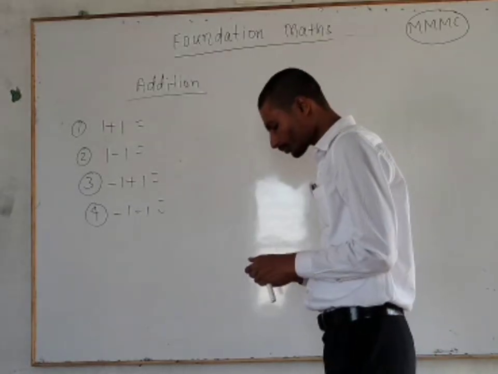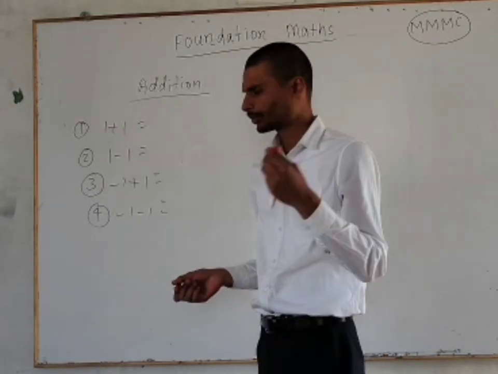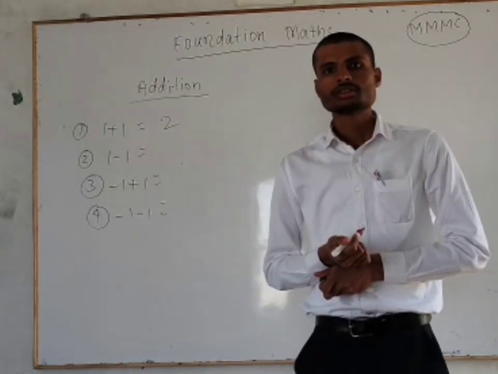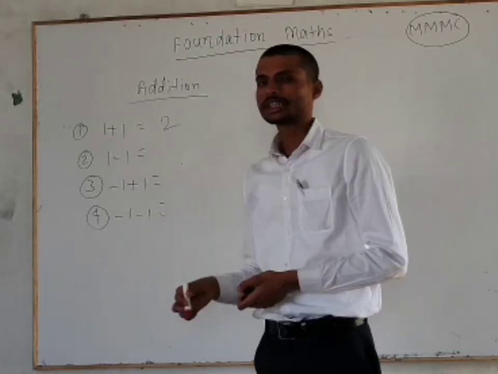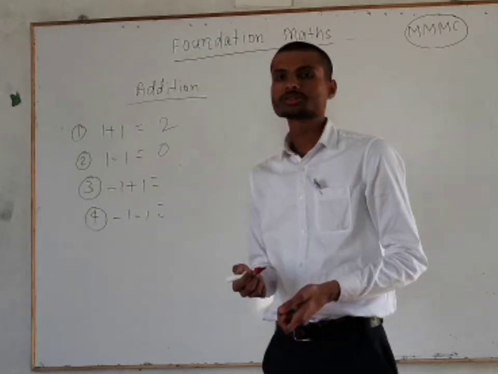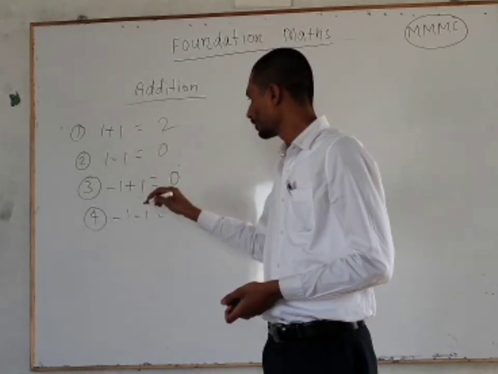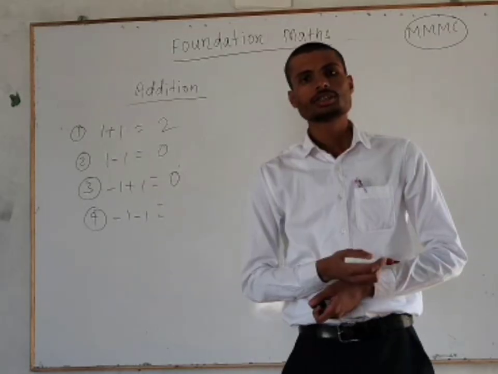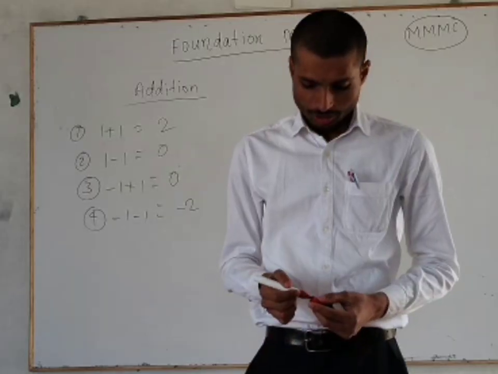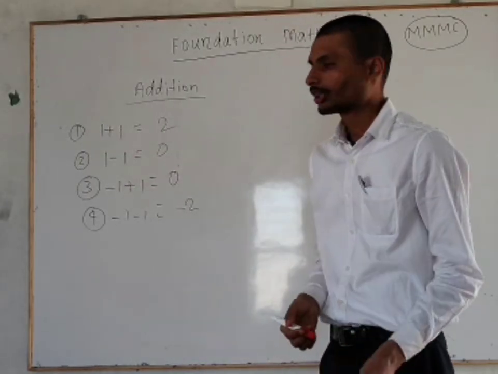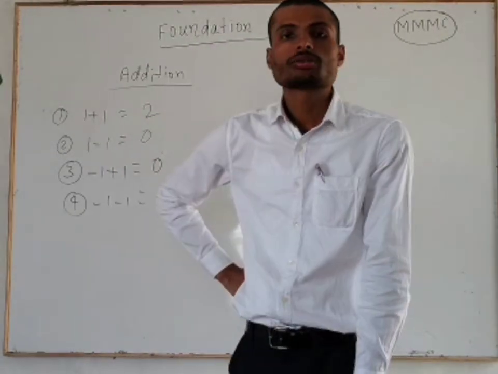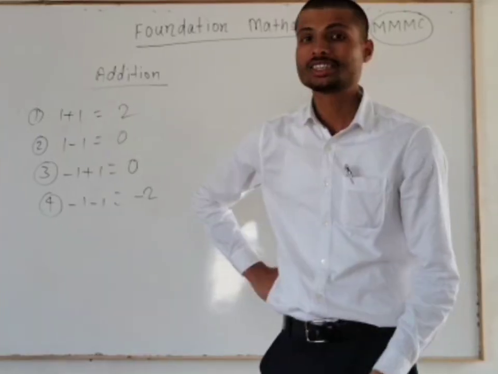So how does it work? The first one, as you know since your previous classes, if you add 1 and 1, you get 2. In the second one, if you subtract 1 minus 1, you get 0. In the third one, if you take minus 1 and plus 1, you get 0. And in the fourth one, you get minus 2. But if I ask you, why do you say it will add like this? In the first it is plus 2, in the second 0, in the third 0, and in the fourth minus 2. How can that happen?